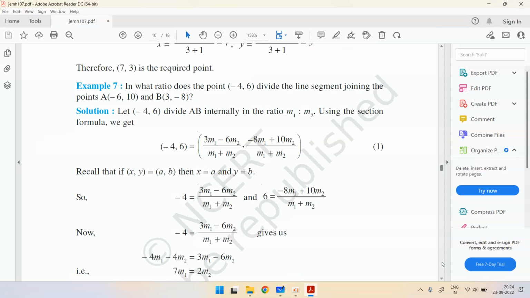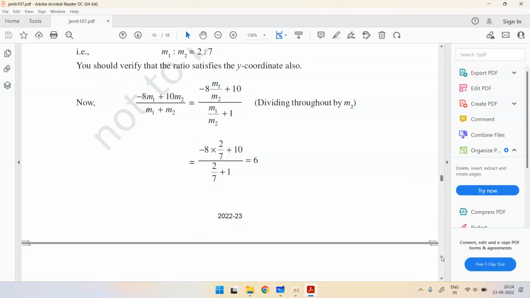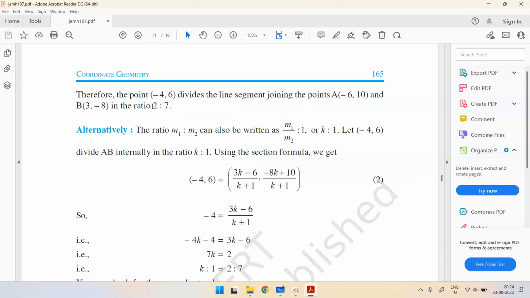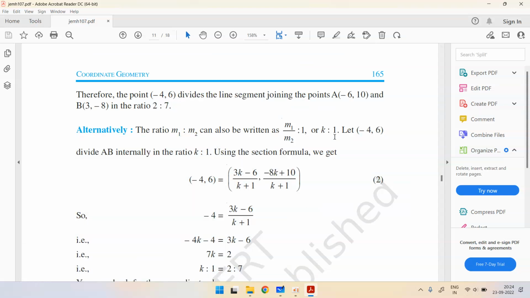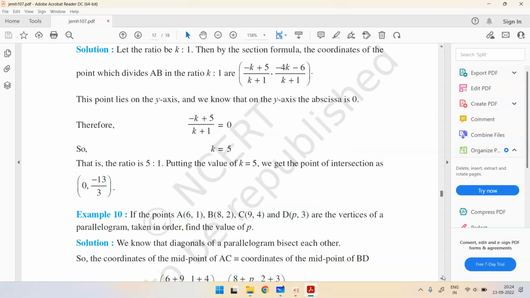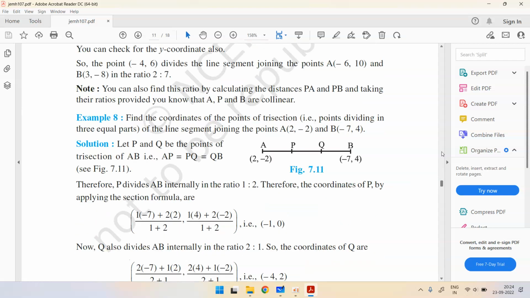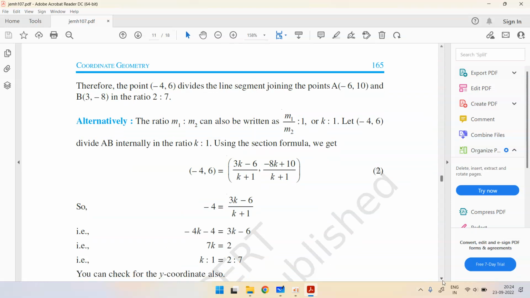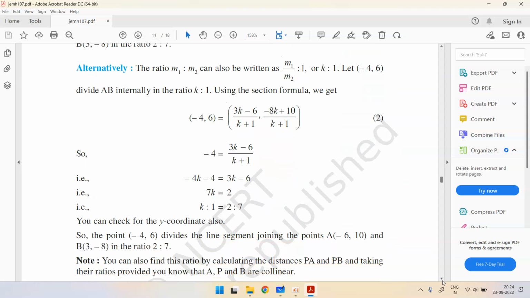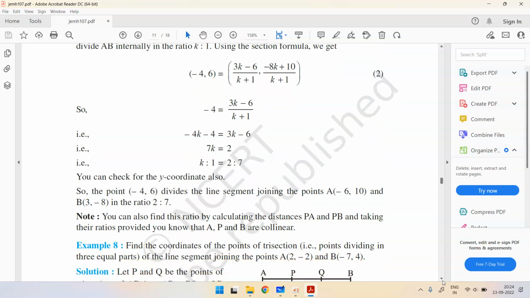So 2 is to 7 is the ratio. You can even take the y coordinate also. I have taken the x coordinate, and from the x coordinate I am easily able to solve. You can take the y coordinate and you will also be able to solve the same. I have also done this with a typical formula. You can check the y coordinate also, and you will get the same point.